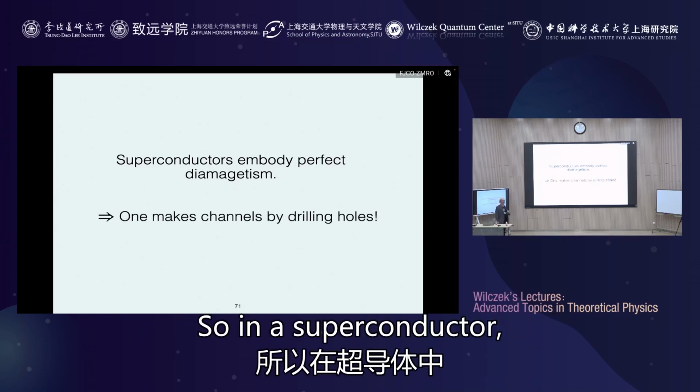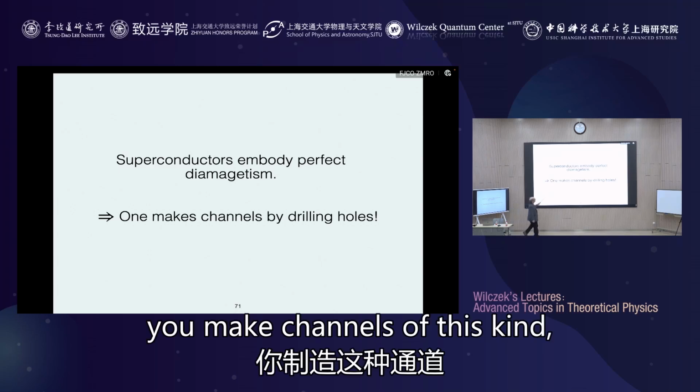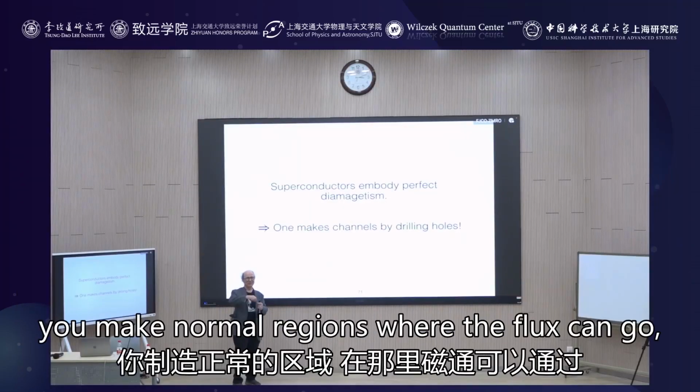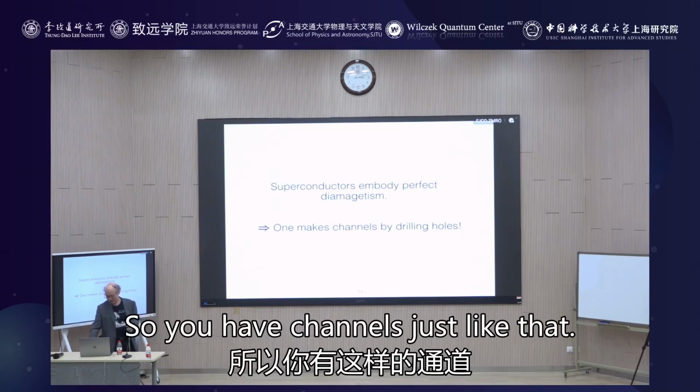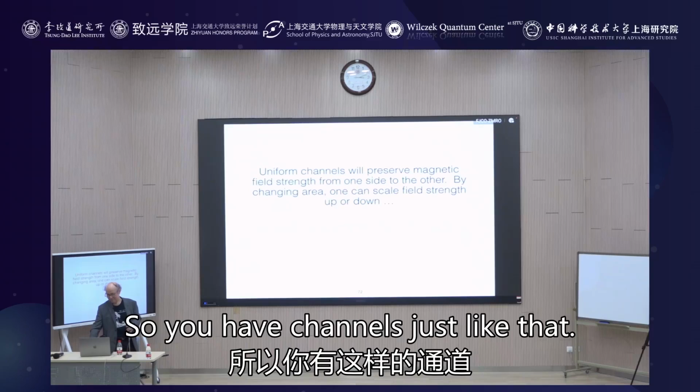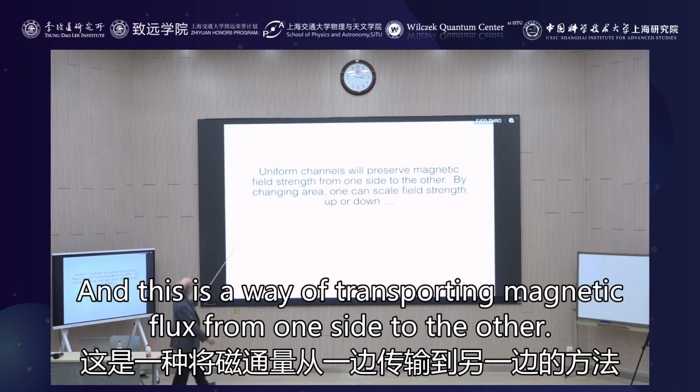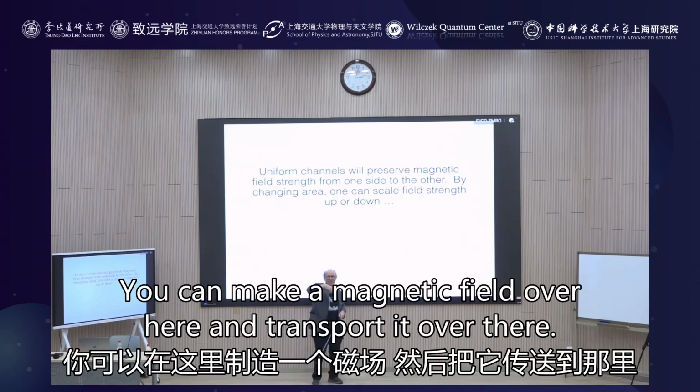So in a superconductor, you make channels of this kind just by drilling holes. You make normal regions where the flux can go, and the superconductor doesn't want to go. So you have channels just like that. And this is a way of transporting magnetic flux from one side to the other. So you can make a magnetic field over here and transport it over there.